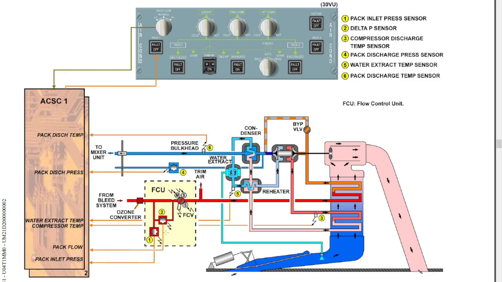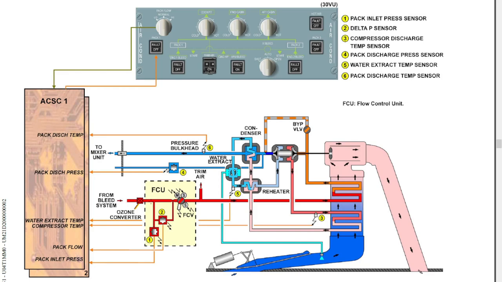Next, the air conditioning system control computer 1 will check with the EIU, that is the engine interface unit, whether this lower pressure at the pack inlet is due to the engine being at idle condition.